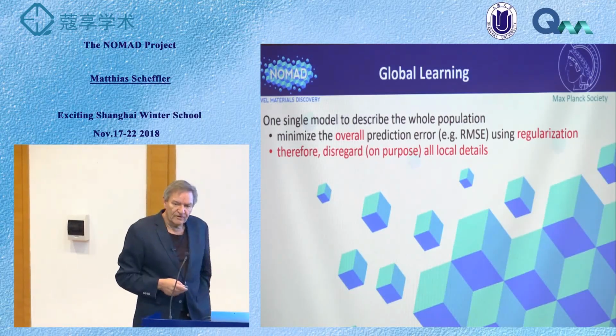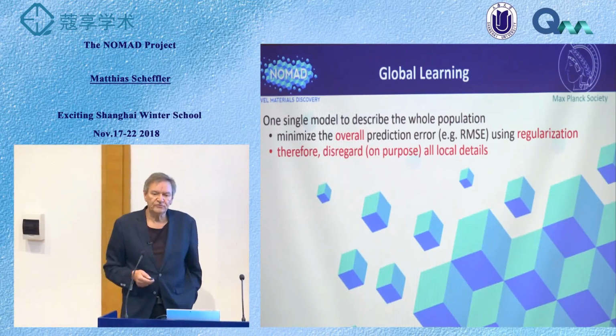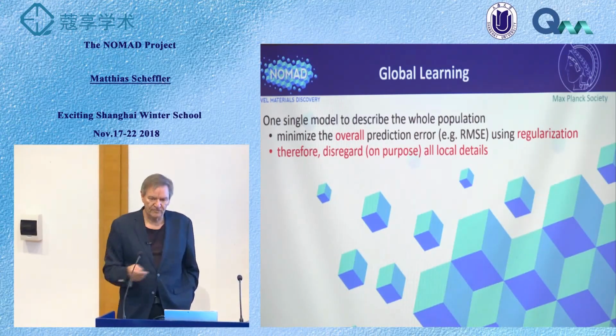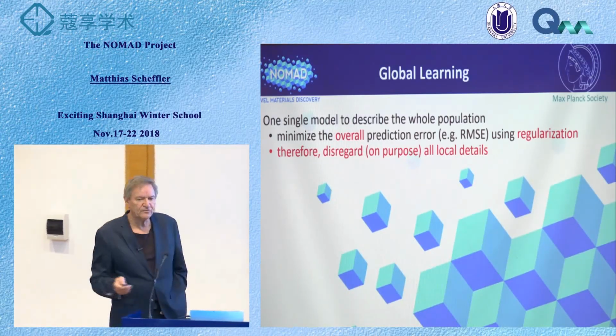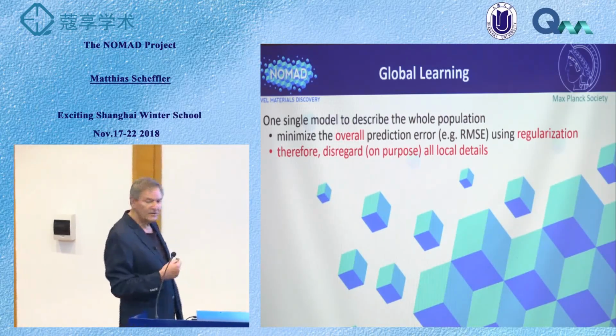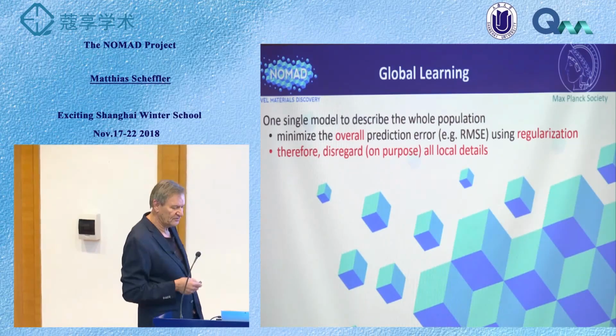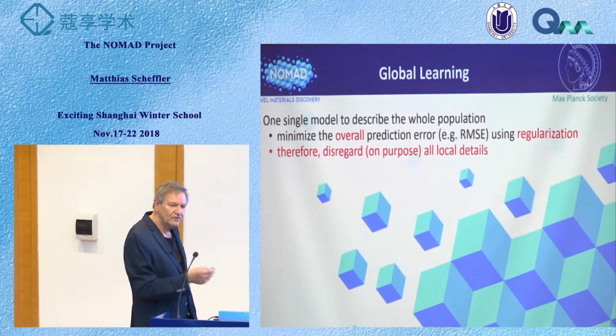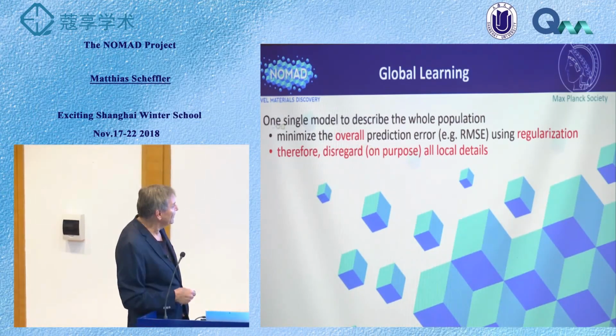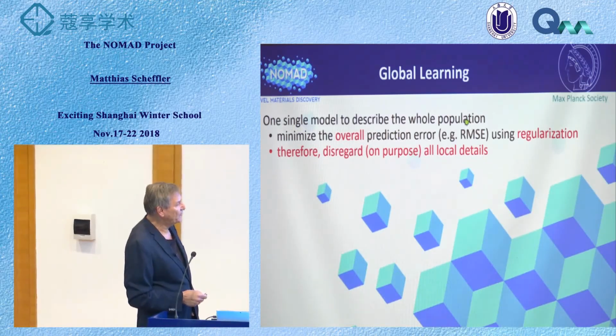Global models are apparently very good, and very much used in social sciences and medicine, when you are looking at averages, if you want to see how the average is behaving. Then you're good. But we are not necessarily interested in the average if we do computational materials science. We want special cases. But still, one single model to describe the whole population minimizes the overall predictive error, that is the root mean square error.